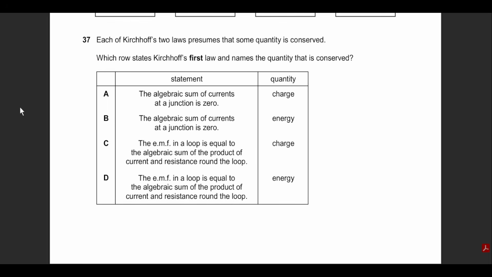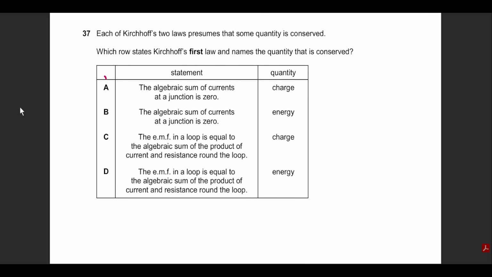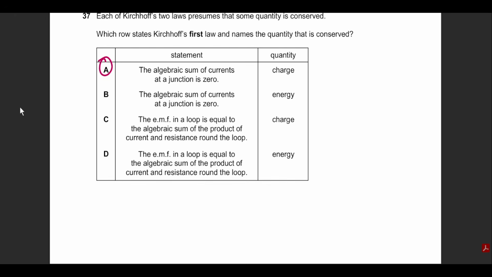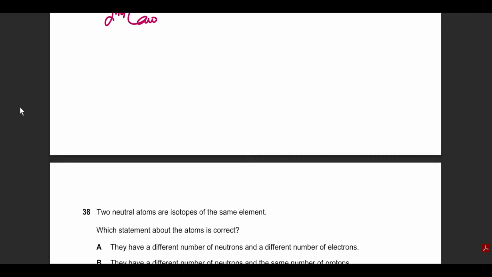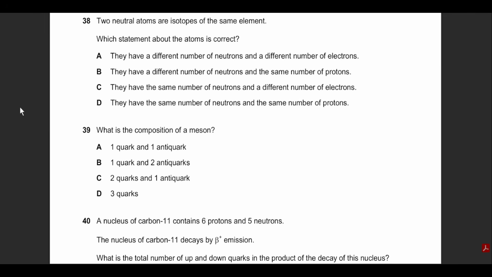Option 37. So question again, from memory, based on what you've already done, this is going to be option A. I'm not going to waste my time here. But just for the sake of revision of notes, option D would have been the answer if he was asking about second law. So 37, two neutral atoms are isotopes of the same element. Again, fact-based question. Option B, straight off.